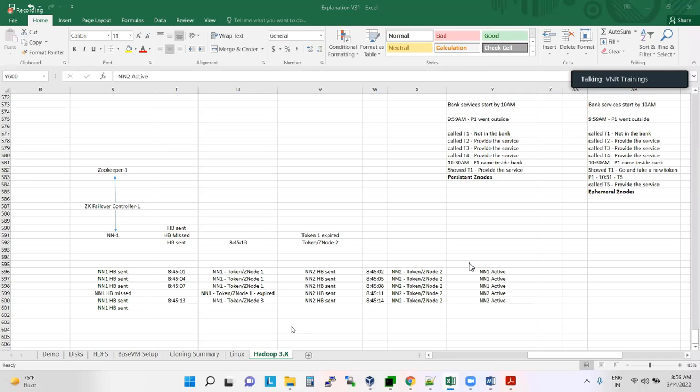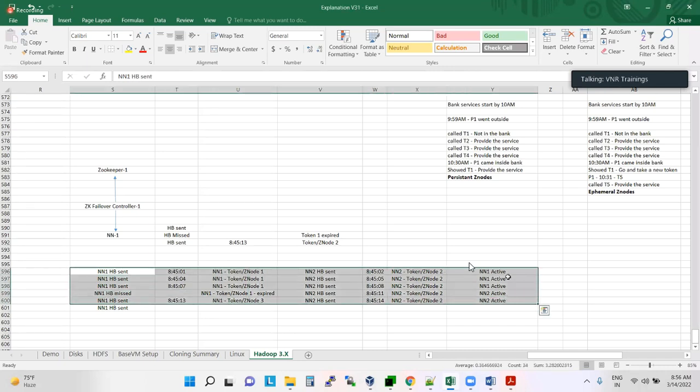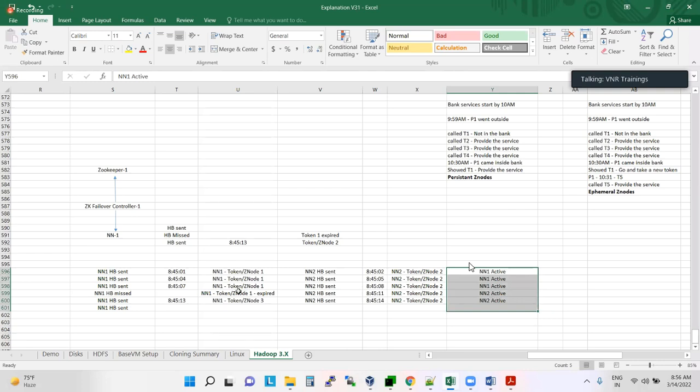Understood, sir? So based on the token number, it will decide who should be active and who should be standby. Here, no heartbeat, token is expired. Yes or no? When a token is expired, in the remaining tokens it will check who is the earliest one. In the remaining tokens I have only one token, so obviously this will become active. Understood? Or any questions?